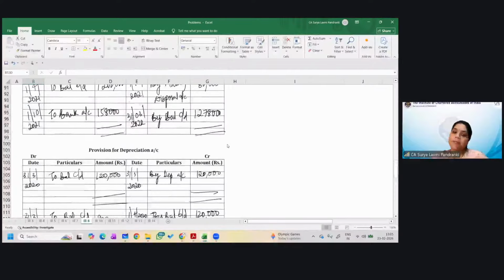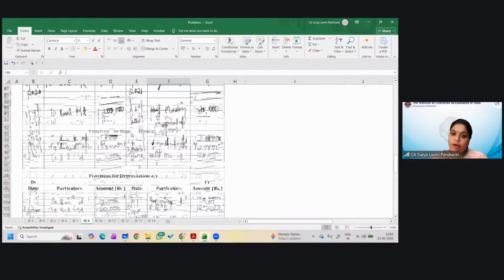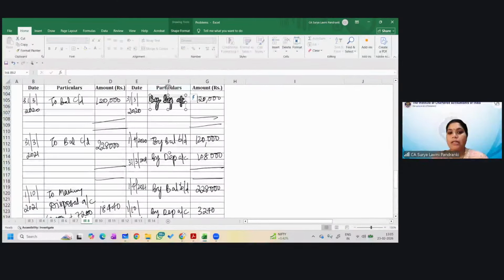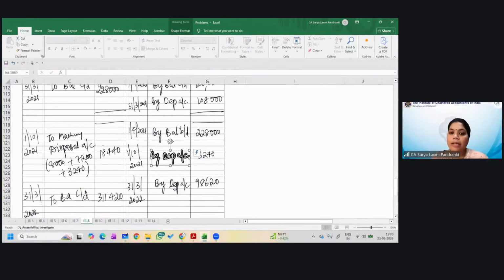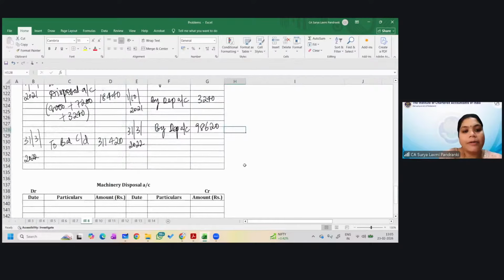So when the provision for depreciation account is separately maintained, in machinery only cost has to be recorded, and in the provision account all the depreciations will be accumulated. First year depreciation, second year depreciation, third year depreciation. Everything will be accumulated in the provision for depreciation account. I hope this is clear.